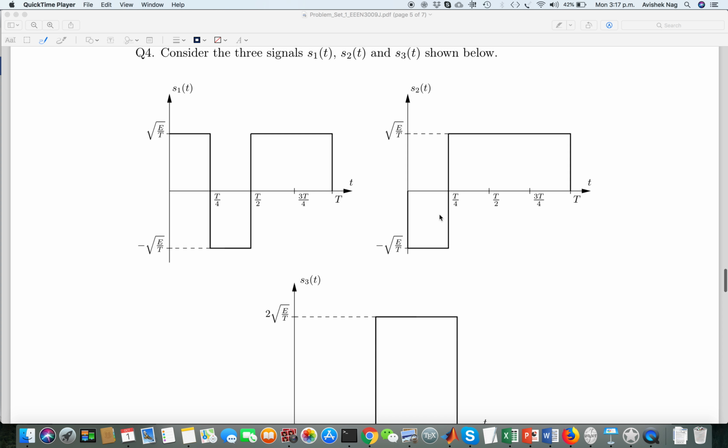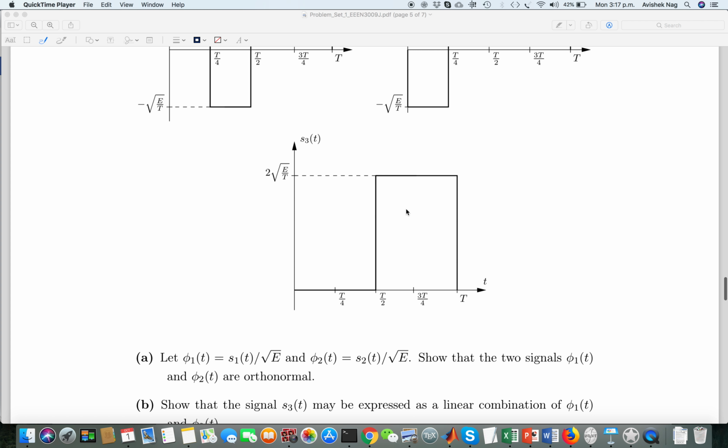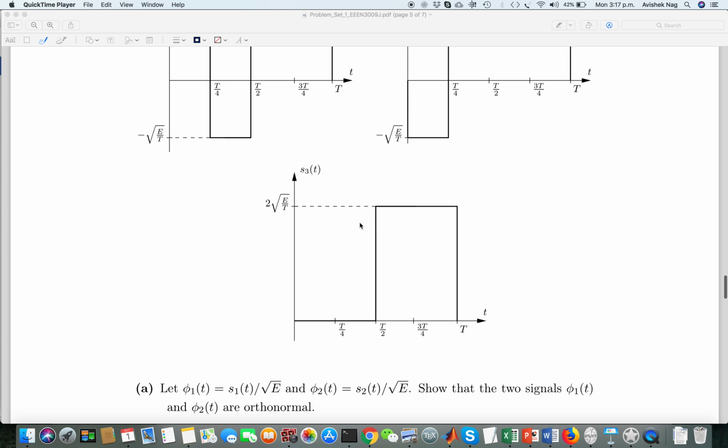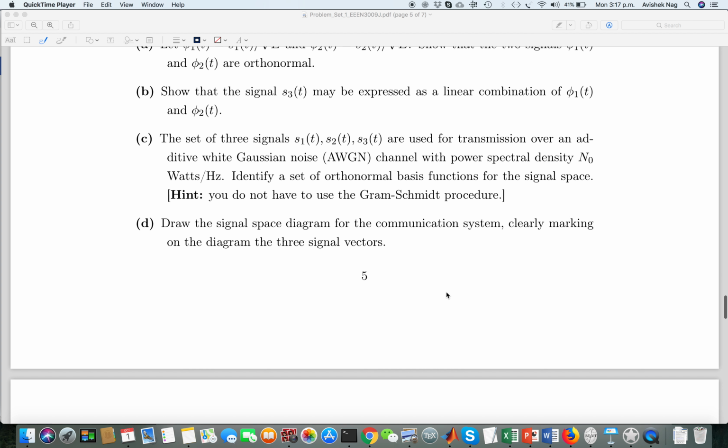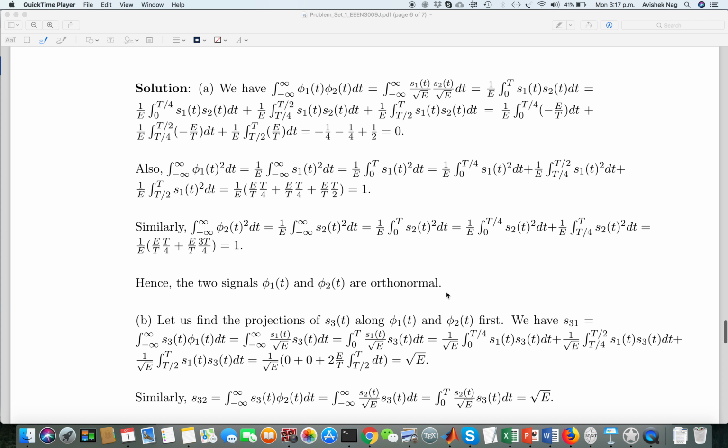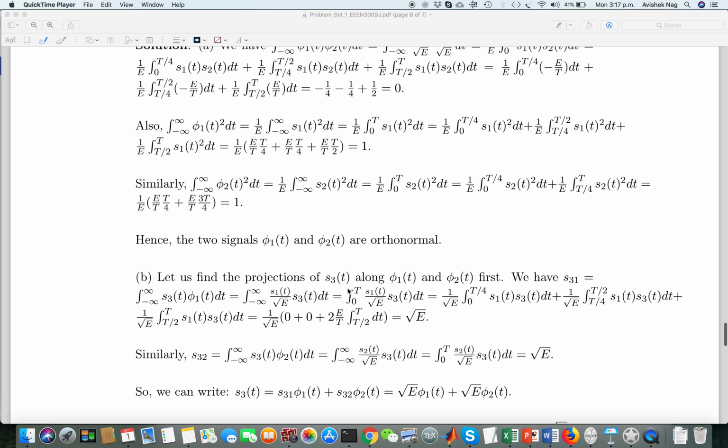If you add S1(t) and S2(t), again this part and this part cancel, and all you are left with is a signal whose amplitude is twice square root of E by T, because you are adding this and this, from T by 2 to T, which is the case of S3(t). If you can write it with a proper argument, that is fine, but a more straightforward and methodical approach would be just to calculate the projections of S3(t) along phi 1 and phi 2.